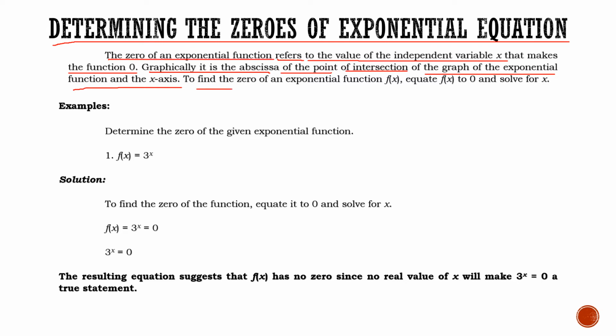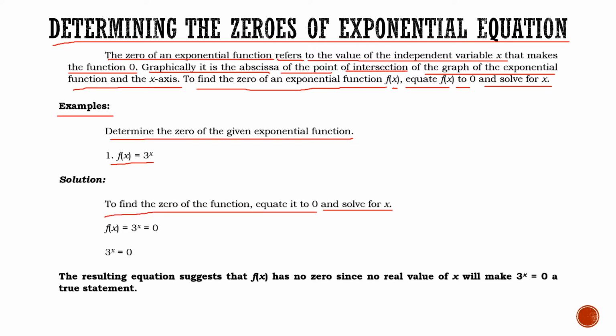So to find the zero of an exponential function f of x, equate f of x to 0 and solve for x. For example, determine the zero of the given exponential function. The given is f of x equal to 3 raised to x. In this case, we equate the given function to 0 and solve for the value of x. That's why it becomes f of x equals 3 raised to x equals 0. If we copy this, it becomes 3^x equals 0.